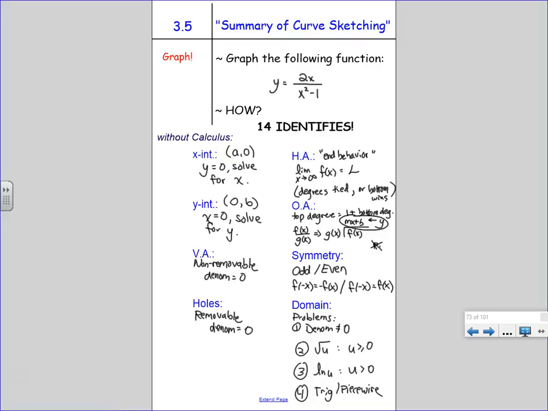Critical numbers, increasing, decreasing, relative extrema, points of inflection, and concavity. Are those all 6? I think so. Can I go? Okay.